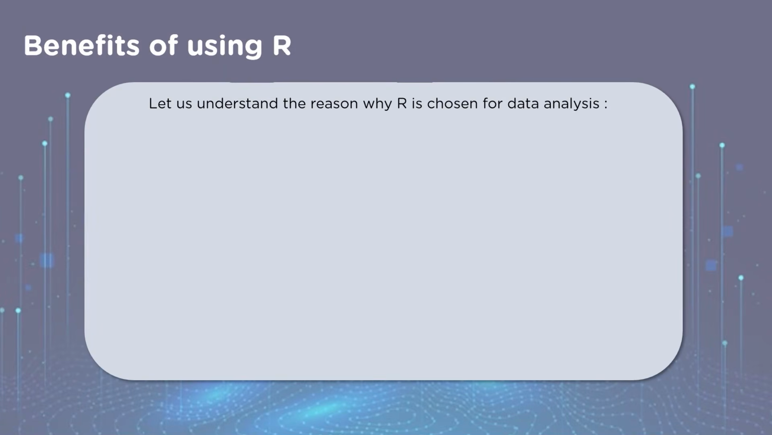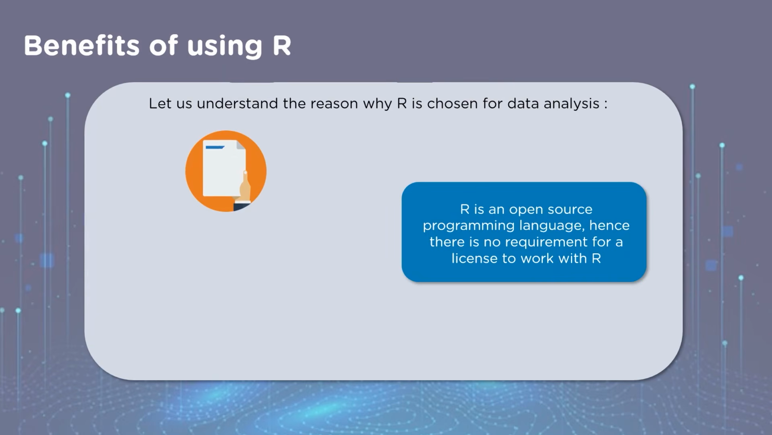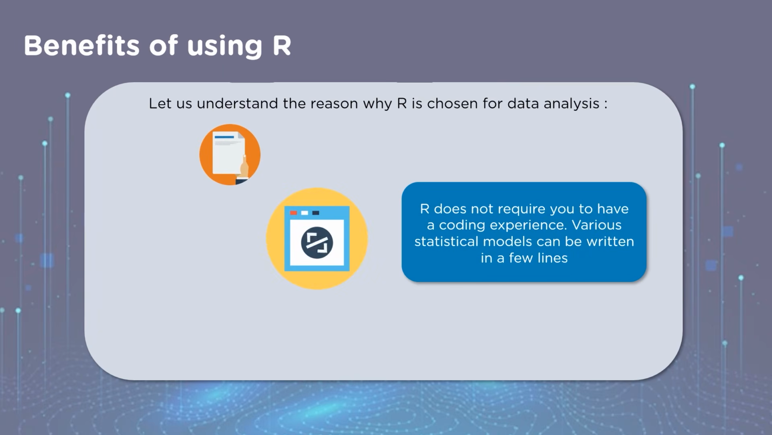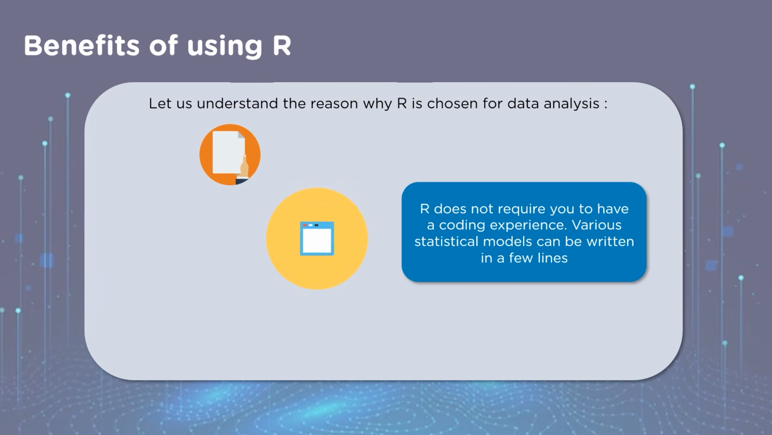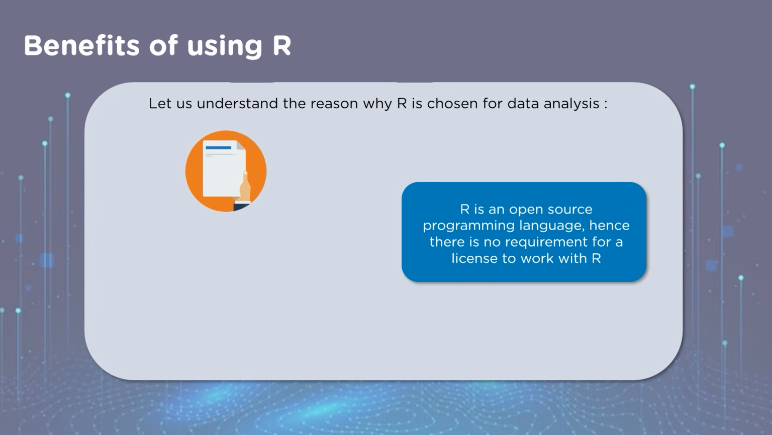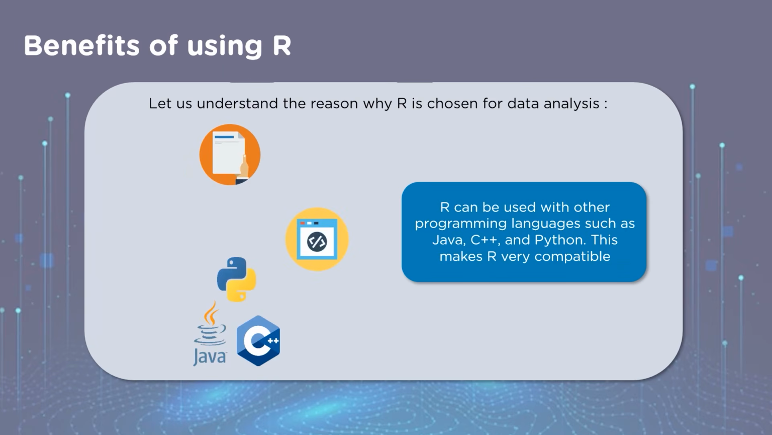Why do companies extensively use R for data analysis, and why is it chosen? Firstly, R is an open source programming language, which means that there is no license required to work with R. And R does not require you to have coding experience, which means that a non-technical person in your team can also learn R very easily and start coding or building models in a few lines of code. R can also be used with other programming languages such as Java, C++, and Python. And the integration of R with other programming tools or BI tools is very simple and easy.